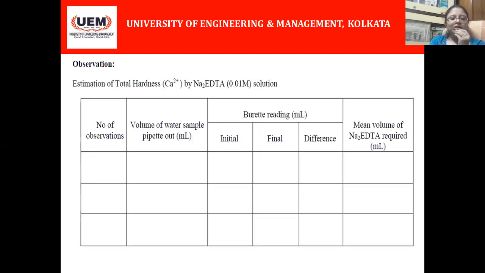This is the observation table. At least three observations you have to take. You can take more than three, even at least 5 observations you can take. This is the volume of water sample, 20 ml, we are taking here. So it is the initial reading, it is the final burette reading. From the difference you will get the burette reading, and the mean volume of disodium EDTA you will calculate from the 3 readings.